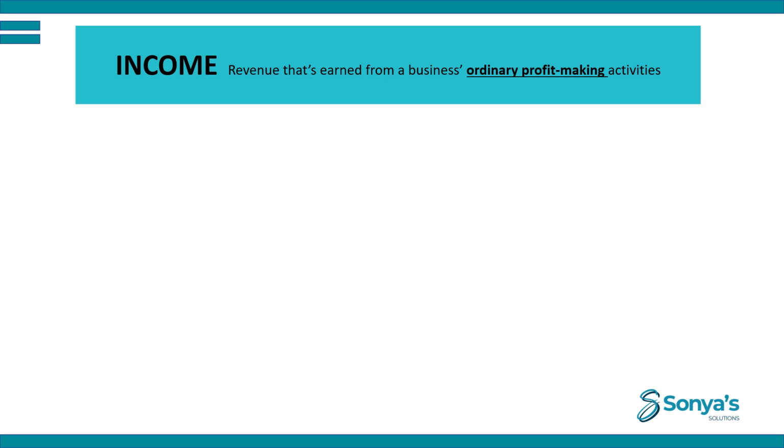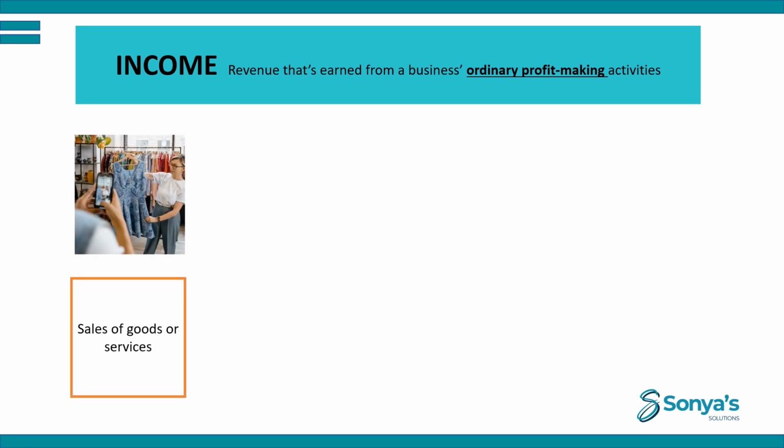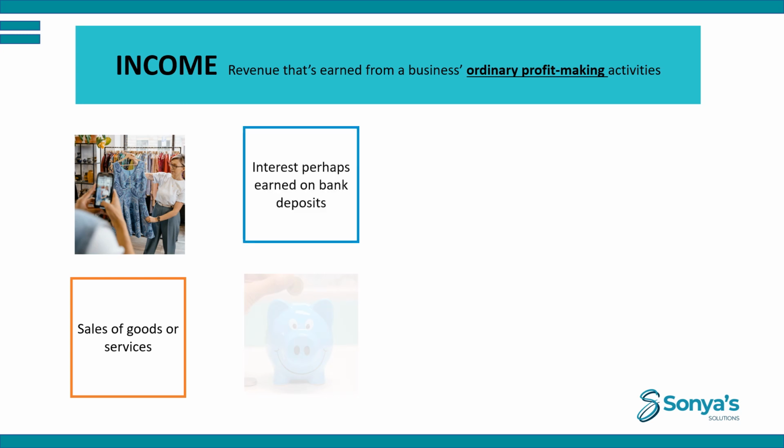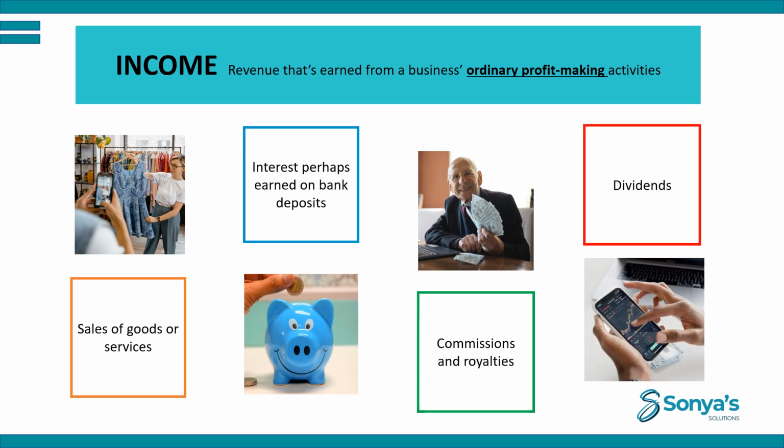Income is the revenue earned from the ordinary profit-making activities of a business. The bulk of a business's revenue comes from its trade, the sale of its goods and services. But sometimes there are other types of income, such as interest received, perhaps from bank deposits, commissions and royalties, amounts paid by someone else, perhaps for promoting or selling their products, and dividends. This is income that can be received as a return on an investment in other businesses.